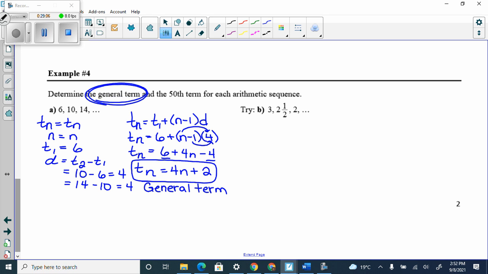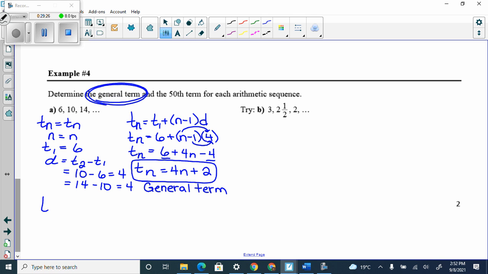You can find it. I don't have to go, okay, term 1 is 6, d is 4, 6 plus 4 is 10, I'm at term 2. 14, okay, term 3. 18, okay, I'm at term 4. And then 22, like that just sounds awful. I can find term 50 easily. I have the general term.